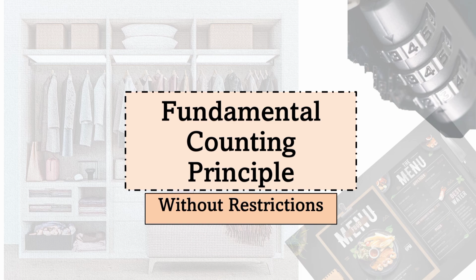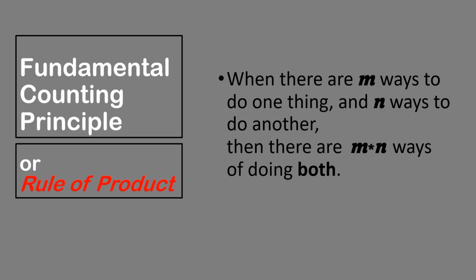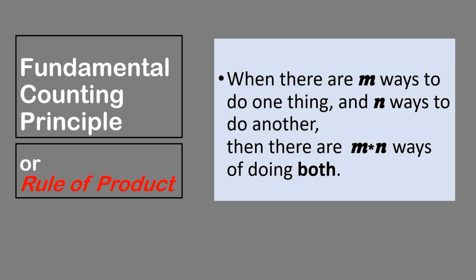In this video, we are going to learn how to apply the fundamental counting principle in different scenarios or events without restrictions. The fundamental counting principle, also known as the rule of product, states that when there are m ways to do one thing and n ways to do another, then there are m times n ways of doing both.